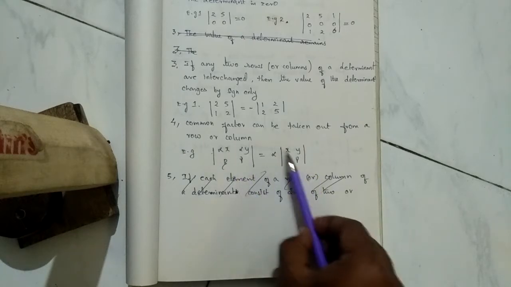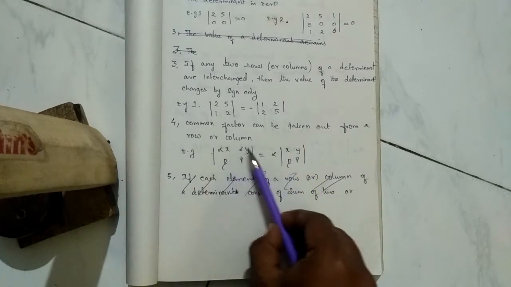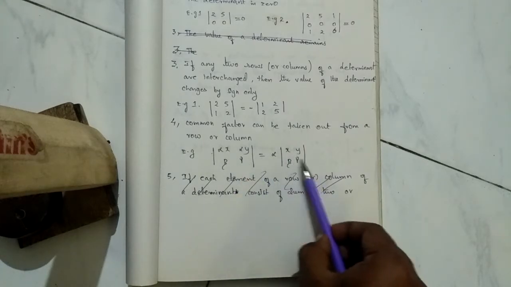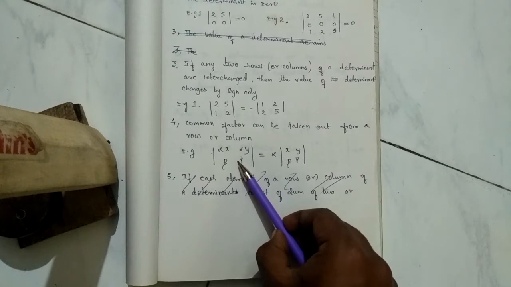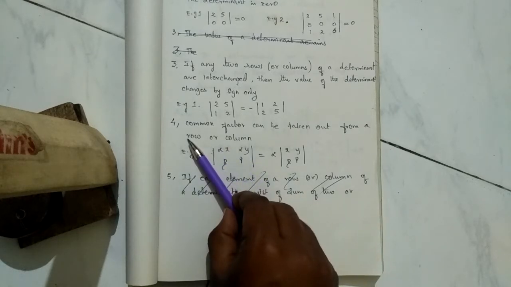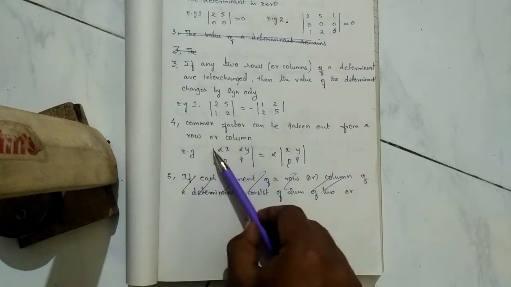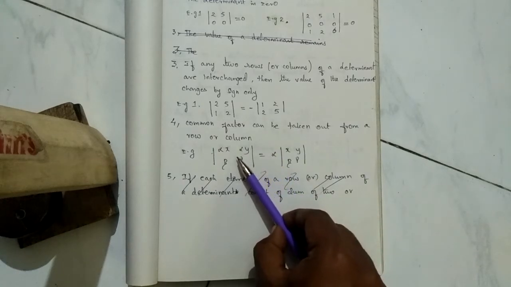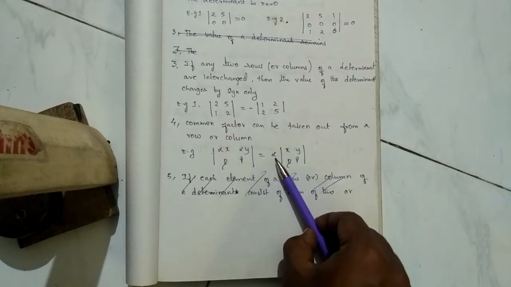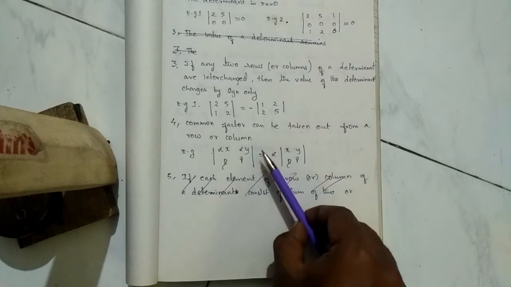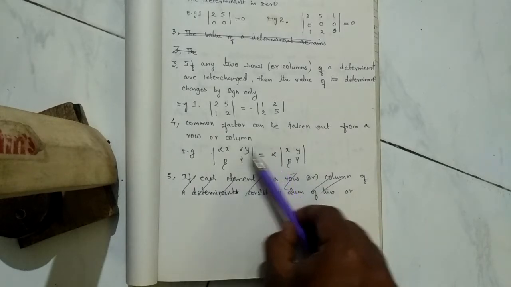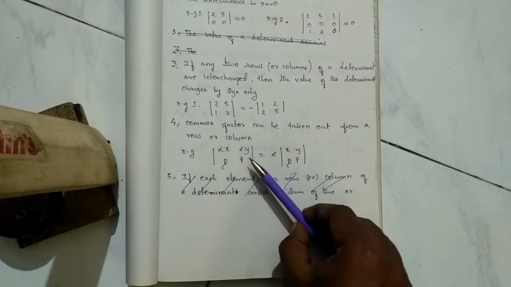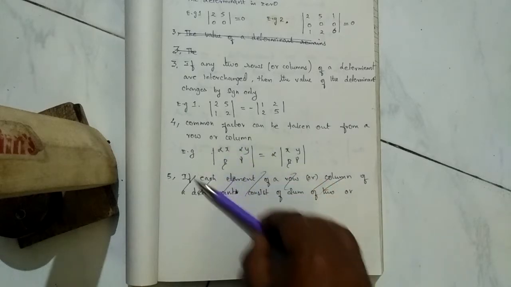Remaining one is x and y as it is, and beta and gamma as it is. That means what they are saying in this fourth property, in a row or in a column, is that if there is a common factor, you can take it out. Common elements, you can take from either a row or a column, because it is a determinant.